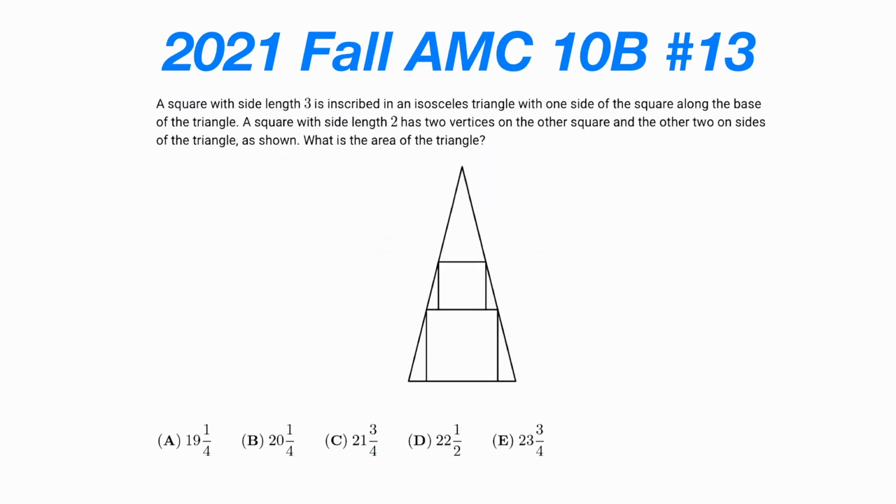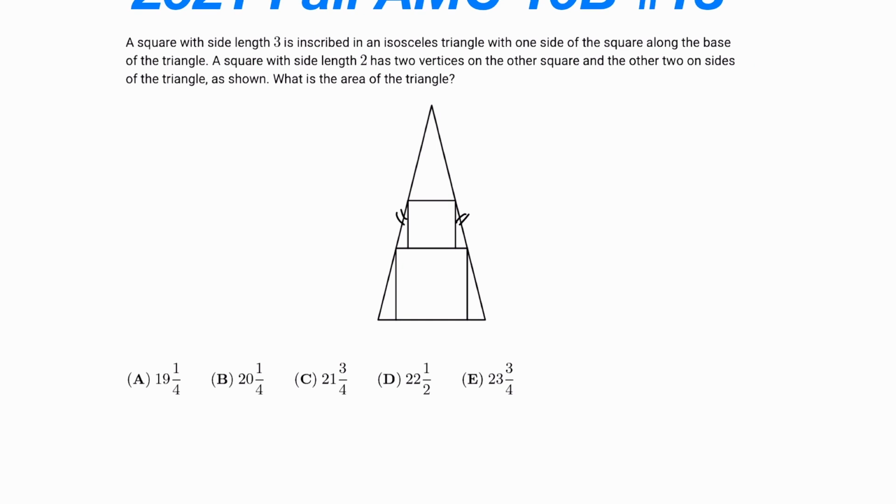In today's episode of Interstigation, I'll go over 2021 Fall AMC 10B number 13. A square with side length 3 is inscribed in an isosceles triangle with one side of the square along the base of the triangle. So this is the base, so we know that these two have equal length.